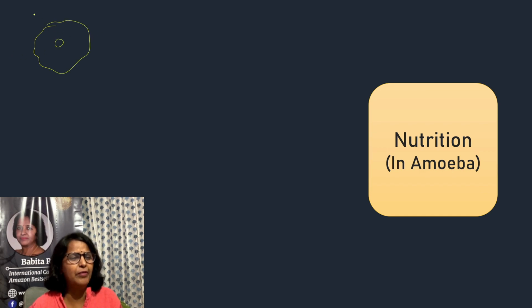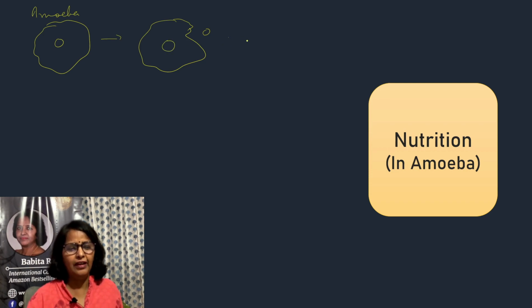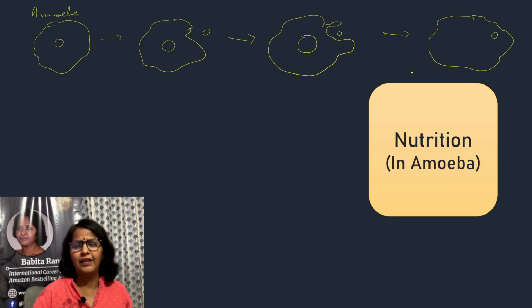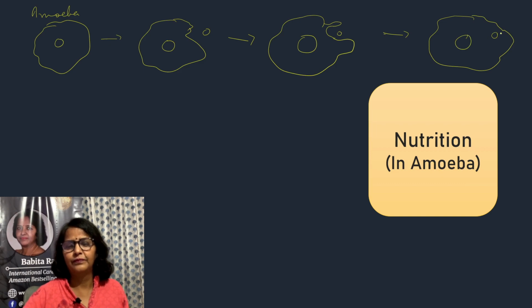So suppose this is an amoeba. Some food is seen at this location. What will happen? This amoeba will start stretching its cell membrane from both the sides, and food starts coming inside this pseudopodia. Now the food is inside the pseudopodia. This is food vacuole.